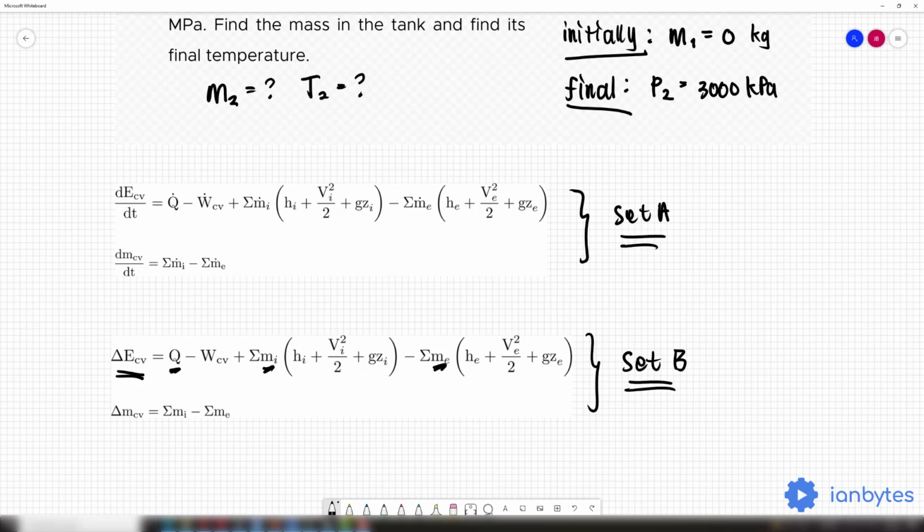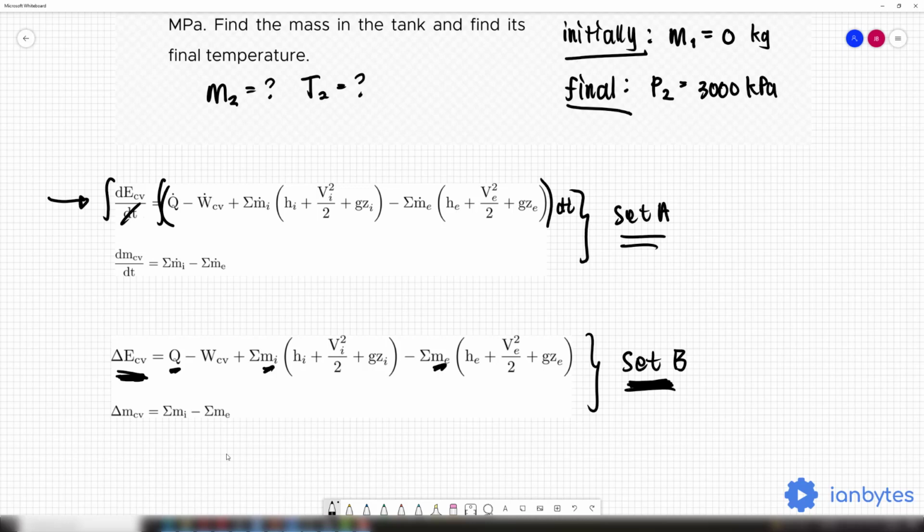So you can just multiply both sides of this equation by dt and then take the integral of both sides. So over here, makikita ninyo na meron tayong delta ECV as the integral of dECV. At makikita ninyo sa ating set B equations na wala na yung time derivative na nandito. So these dots will vanish.